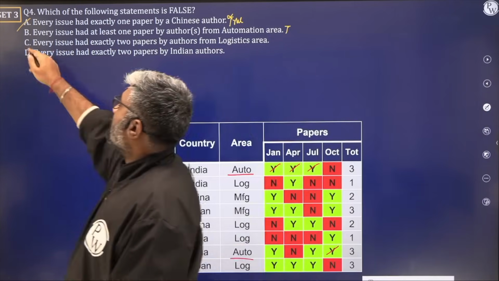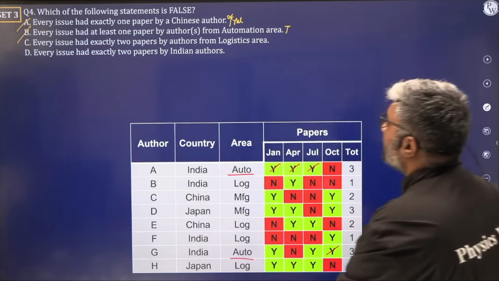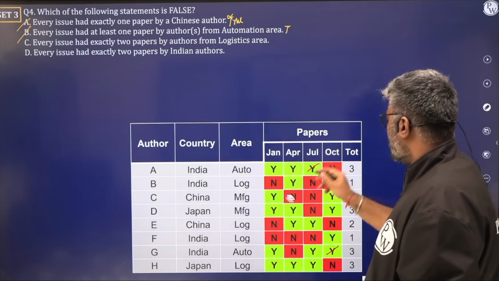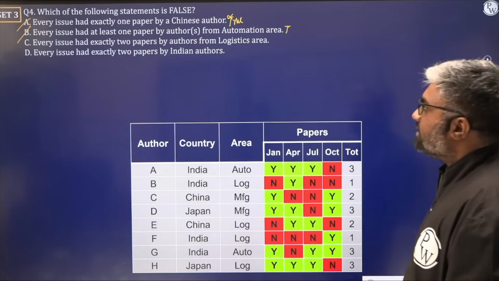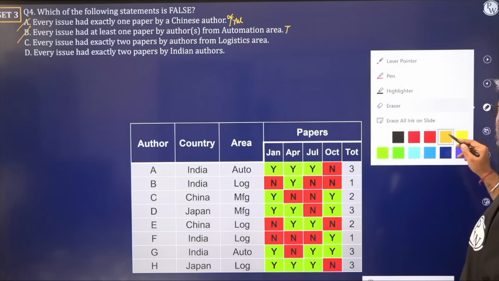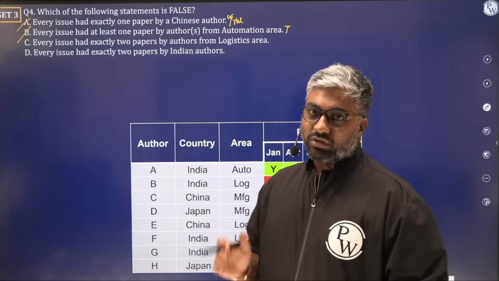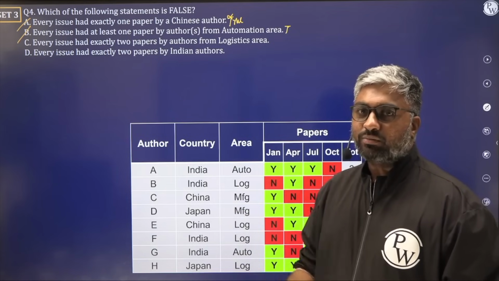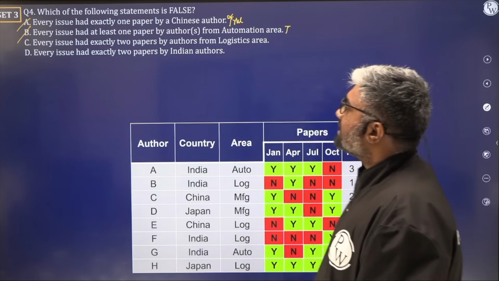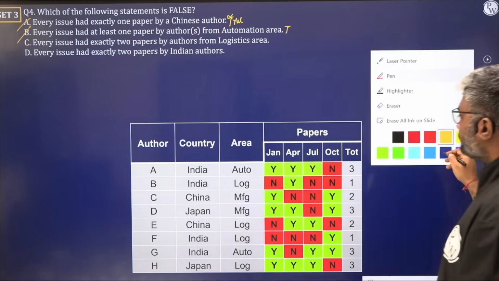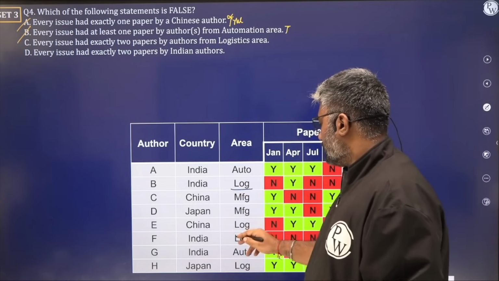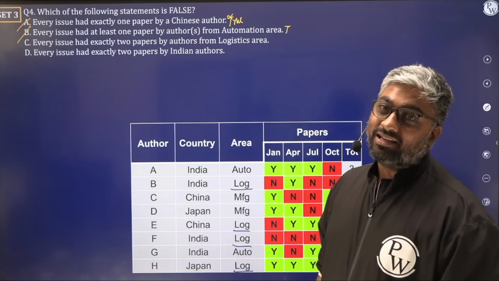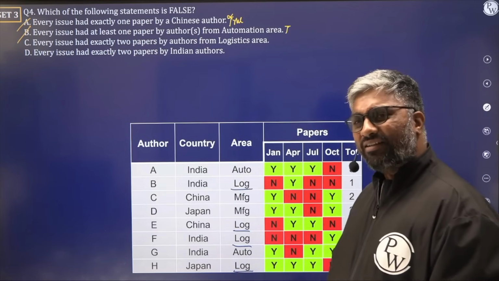Sadly, we did not get to our answer just yet. Let's try C. Every issue had exactly two papers from logistics. Now, this could be a little rare, right? Exactly. When they say exactly two, exactly one, this kind of puts it on a ledge, brother. Exactly means if it is less, then no, and if it is more, then also no, right? So what is the scene with logistics? We need more than two. Do we have it? Yes, we have it.